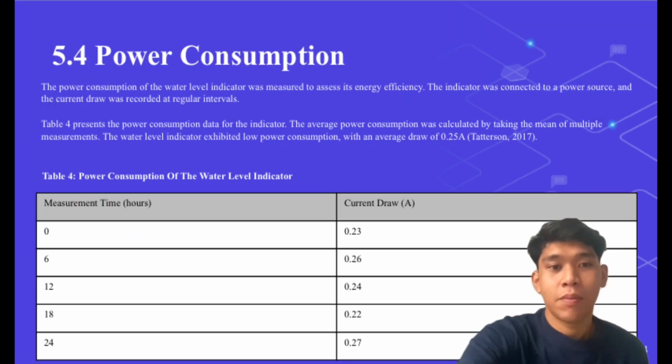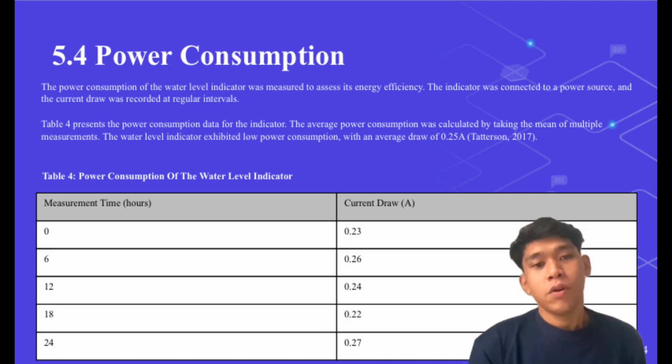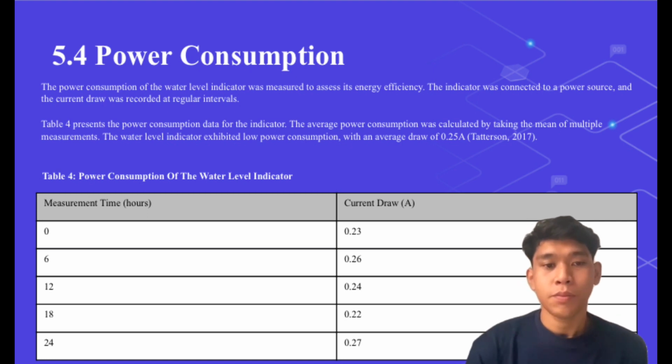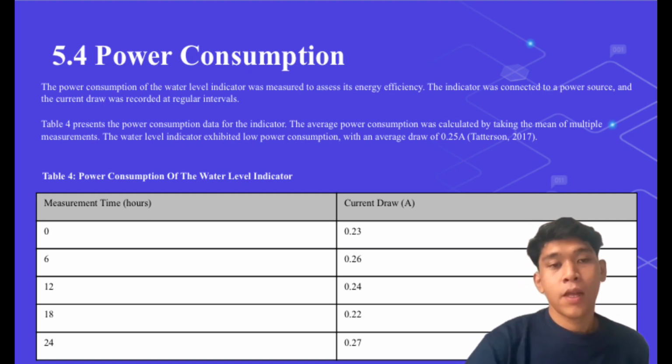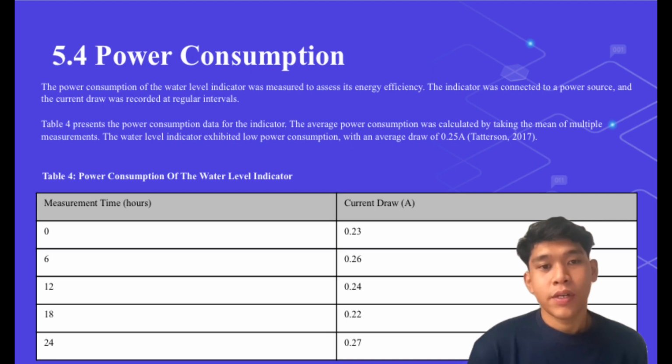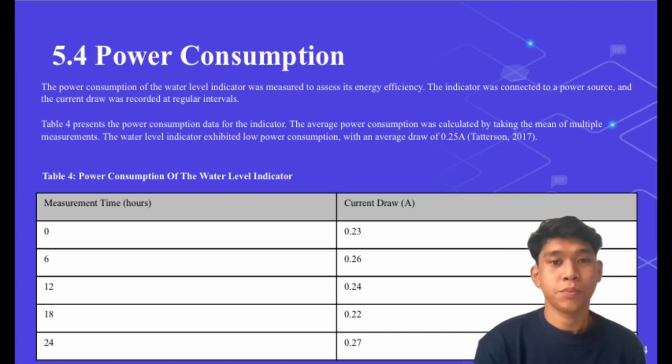Next, power consumption. The power consumption of the water level indicator was measured to assess its energy efficiency. The indicator was connected to a power source and the current draw was recorded at regular intervals. Table 4 presents the power consumption data of the indicator. The average power consumption was calculated by taking the mean of multiple measurements.